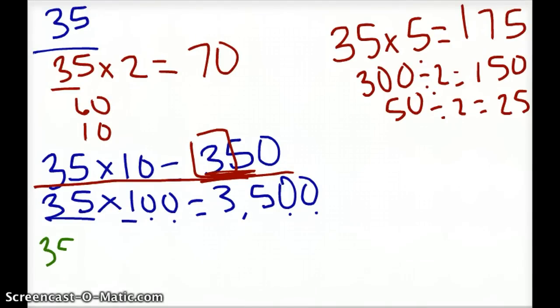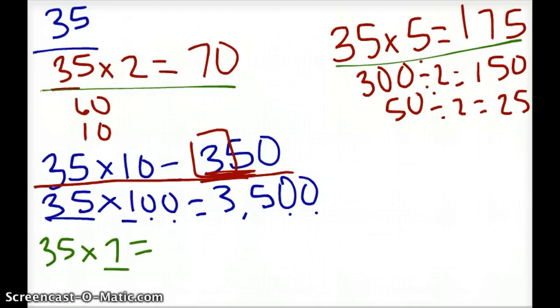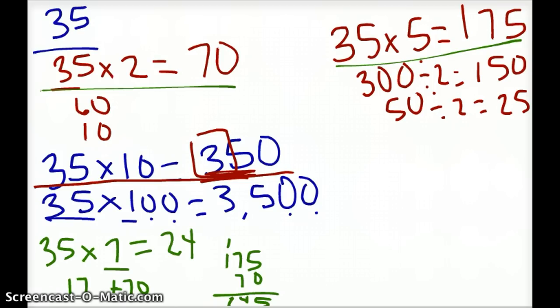I could also find 35 times 7. Well, I know 35 times 2 is 70, and 35 times 5 is 175. So when I combine 2 and 5, I get 7. So I'm going to combine their answers. 175 plus 70. This might be one that you would want to line up. And I'm left with 245.